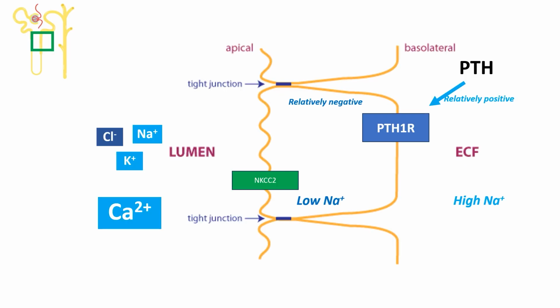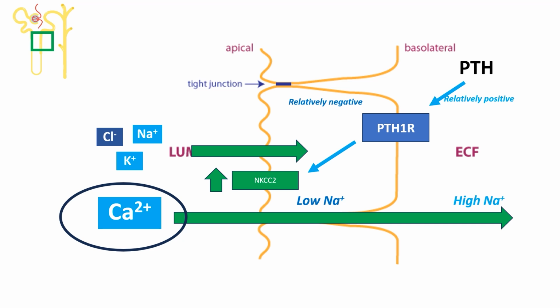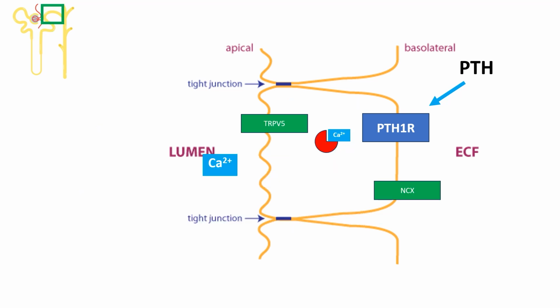At the thick ascending loop of Henle, PTH binds to the basolateral PTH1 receptor, a Gs G-protein coupled receptor, resulting in increased activity of the sodium-potassium-2-chloride cotransporter and subsequent increased paracellular transport of calcium ion. At the distal convoluted tubule, PTH binds to the basolateral PTH1 receptor, a Gq G-protein coupled receptor, resulting in the upregulated expression of apical TRPV6 calcium channel and basolateral sodium-calcium antiporter, facilitating increased calcium reabsorption.